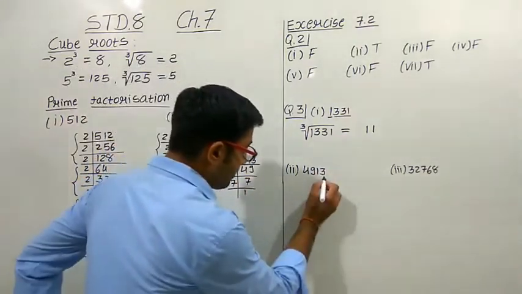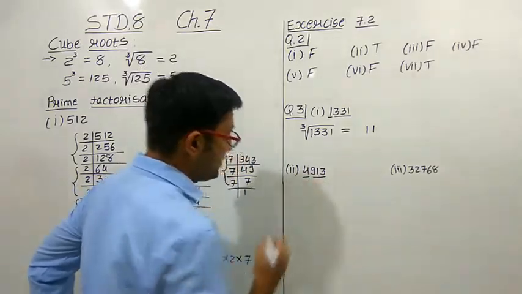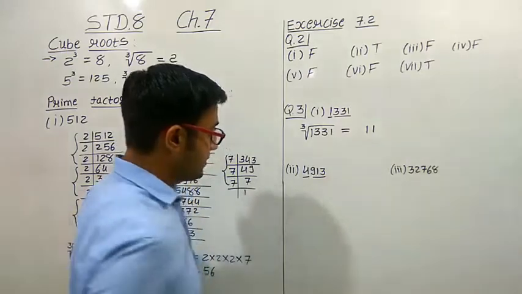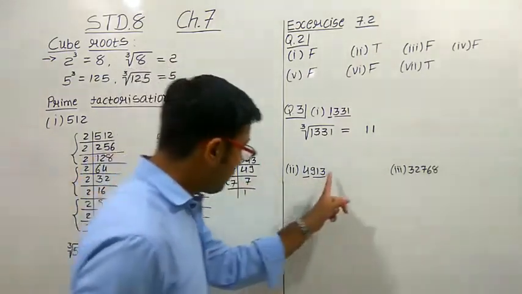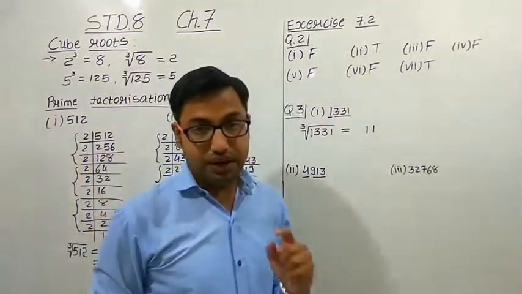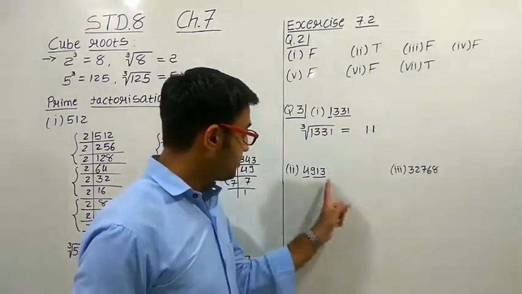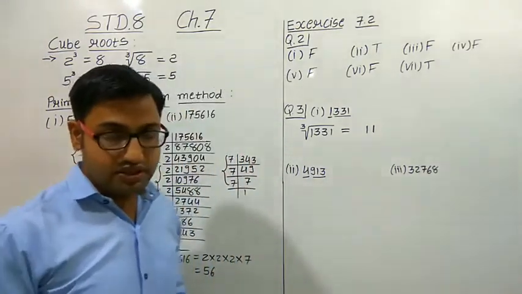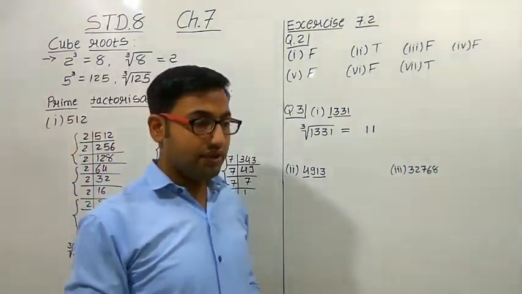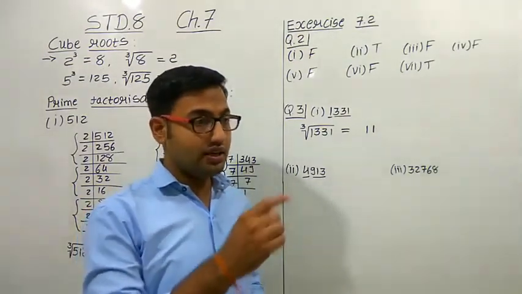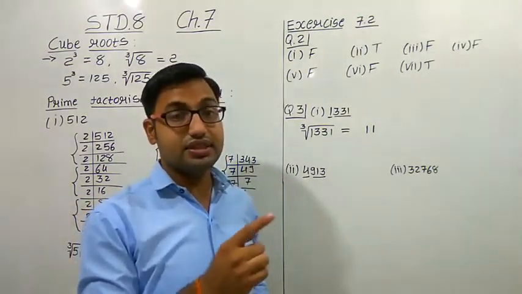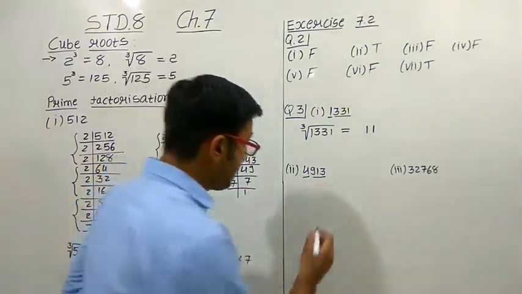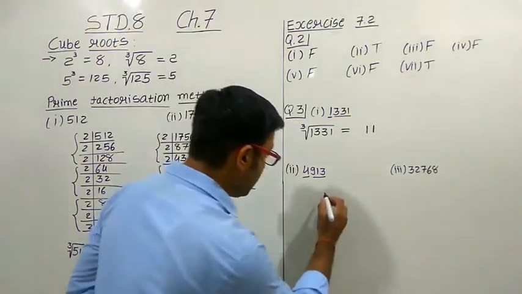Make the pair of 3 digits. 4 remains as it is because it is a single digit here. We make the pair of 3 digits, that is 913. Now think about where we get the 3 when we apply the cube. The unit place digit must be 3. Take the digit 7: 7 square is 49, and if you multiply it again by 7, we get 9 sevens are 63. 3 we get as the unit place number. So the number we have to put here is 7.